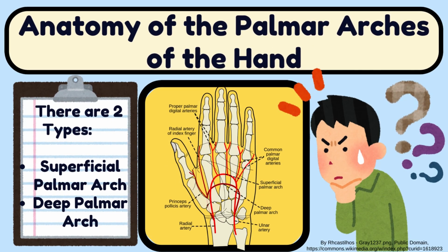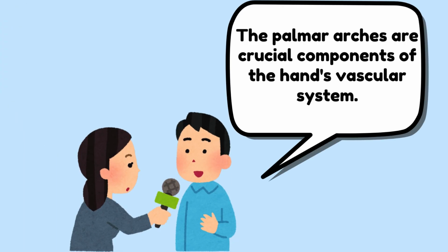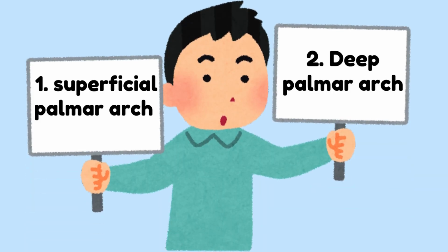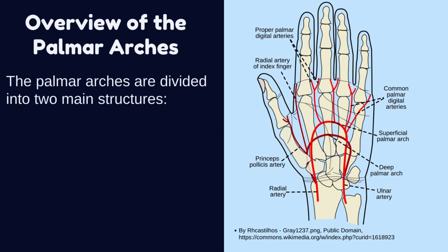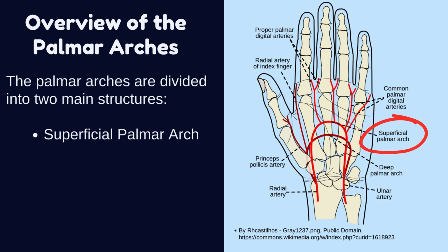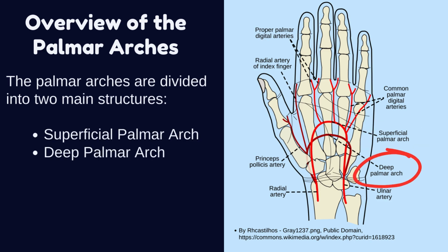In this video, we will talk about the anatomy of the palmar arches of the hand. What are palmar arches? The palmar arches are crucial components of the hand's vascular system, consisting of the superficial and deep palmar arches. Let's have an overview of the palmar arches. The palmar arches are divided into two main structures: superficial palmar arch, deep palmar arch.